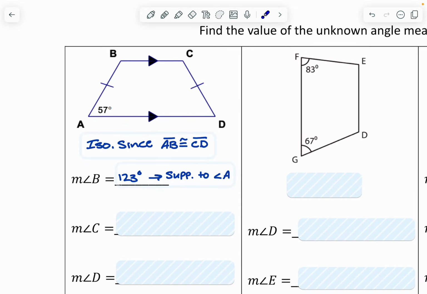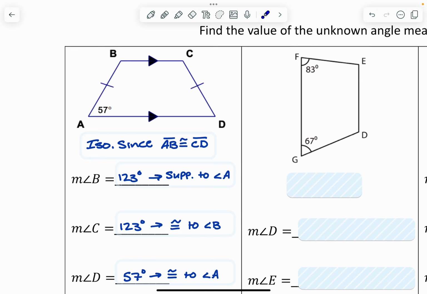Well, now that I know that angle B is 123, I can find angle C, which is also 123 because it has to be congruent. Because in an isosceles trapezoid, the base angles are congruent, which leads me into D. If A is 57, D is also 57. It's congruent to angle A.